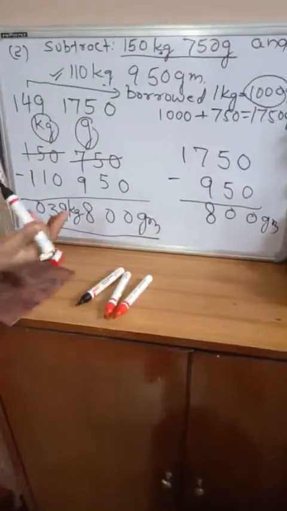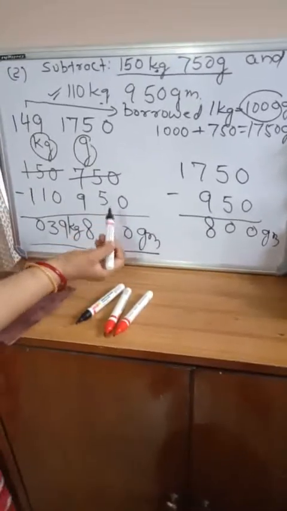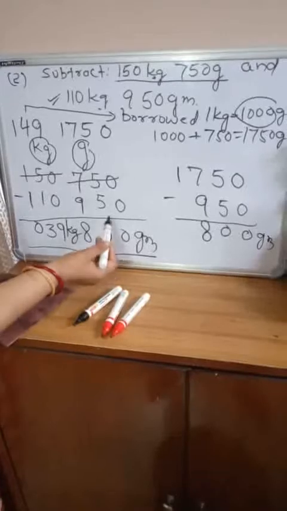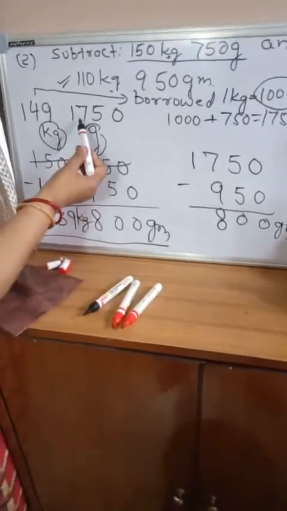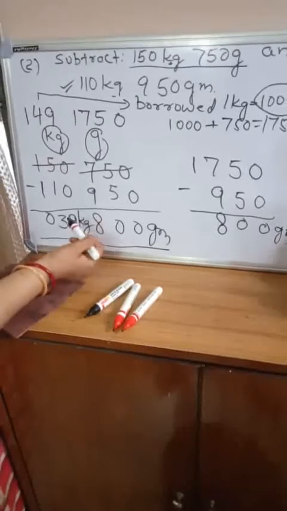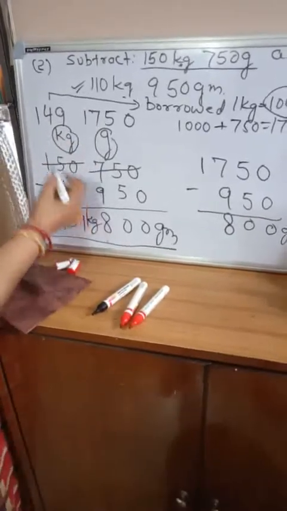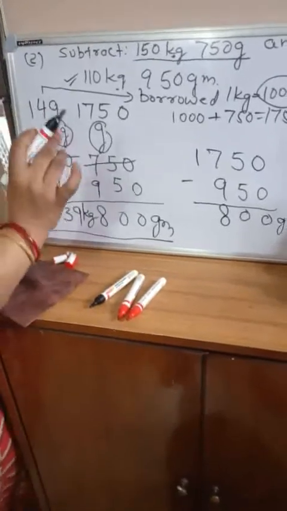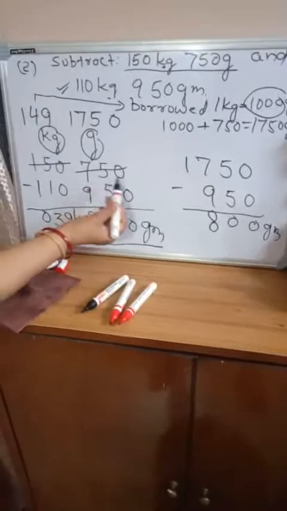So let us check it. Add the difference with the subtrahend. 0 plus 0 is 0. 5 plus 0 is 5. 9 plus 8 is 17. Yes, 17. Then 9 plus 0 is 9. 3 plus 1 is 4. 0 plus 1 is 1. So it is correct.